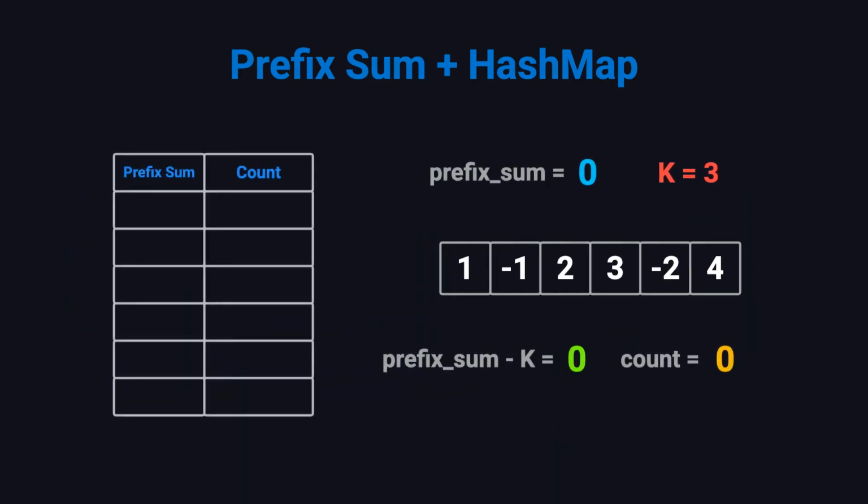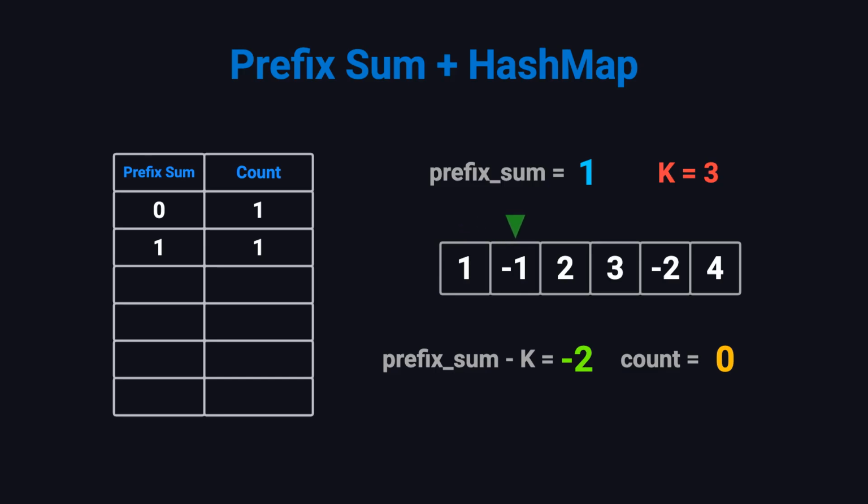Let's walk through the example to see how this works. We iterate through the array while maintaining the running prefix sum, and we store counts of prefix sums in a HashMap. At the beginning, the prefix sum is 0, and we record that it appears once. When we see 1, the prefix sum becomes 1. 1 minus 3 is -2, which is not in the HashMap, so the count remains 0, and we record that prefix sum 1 appears once.